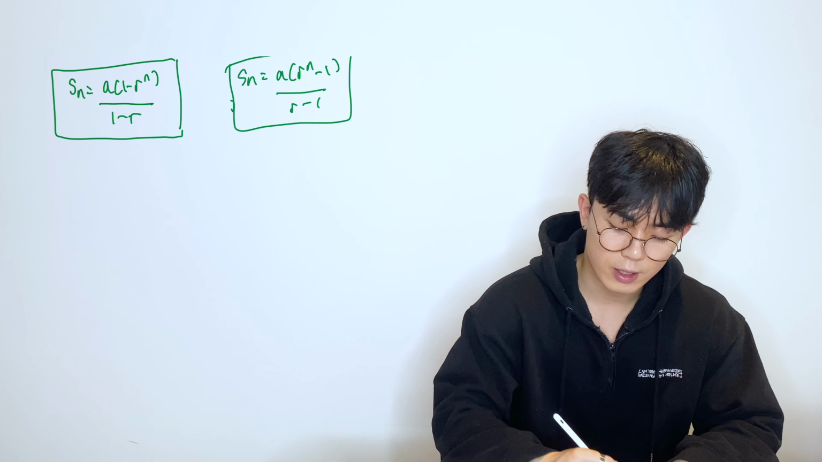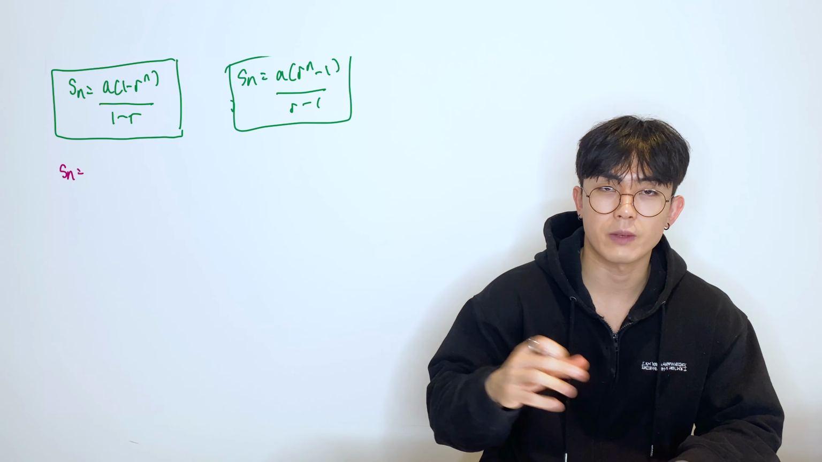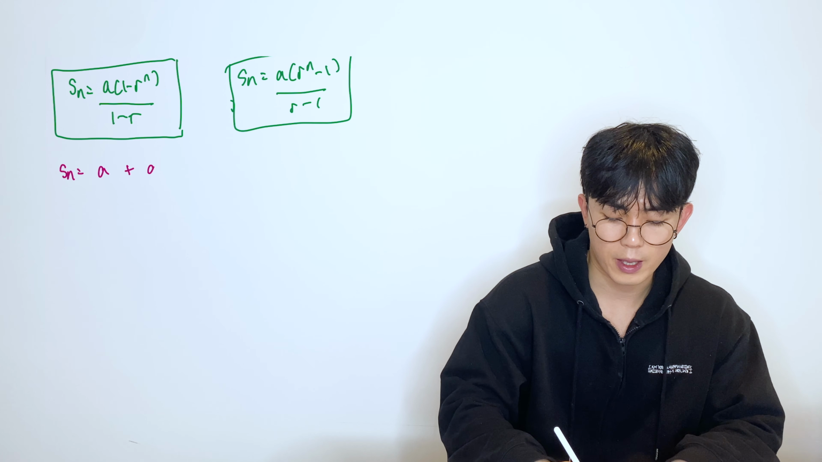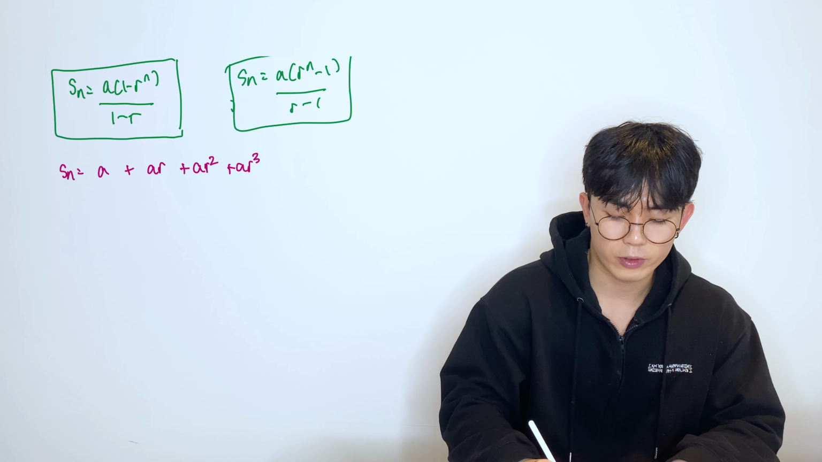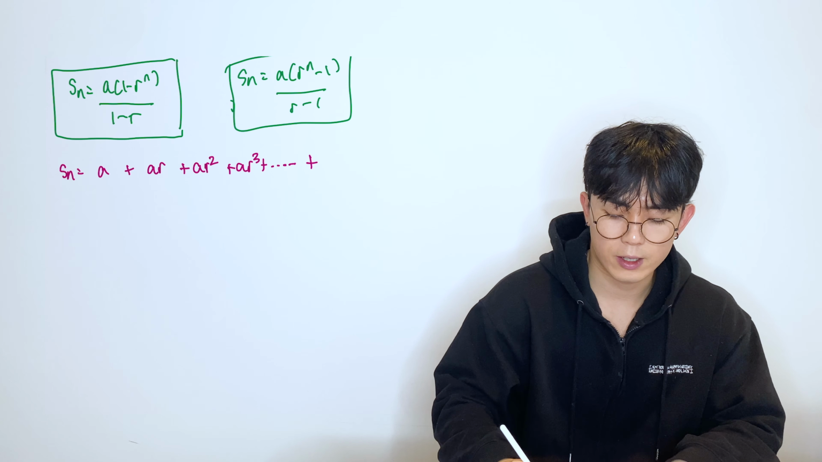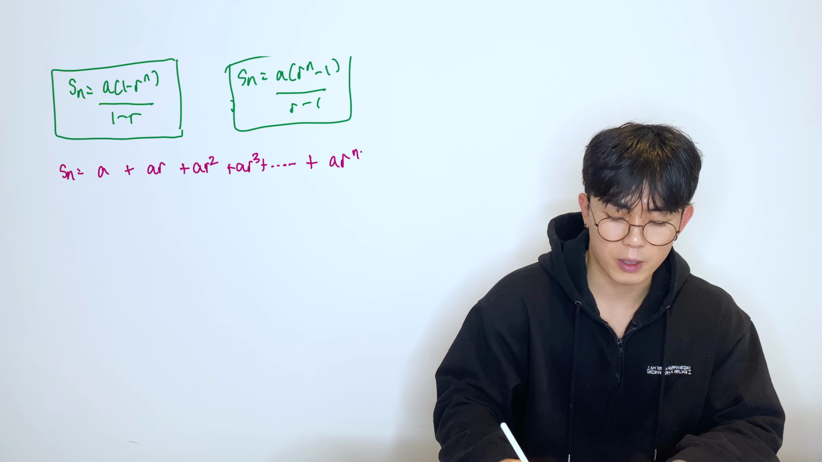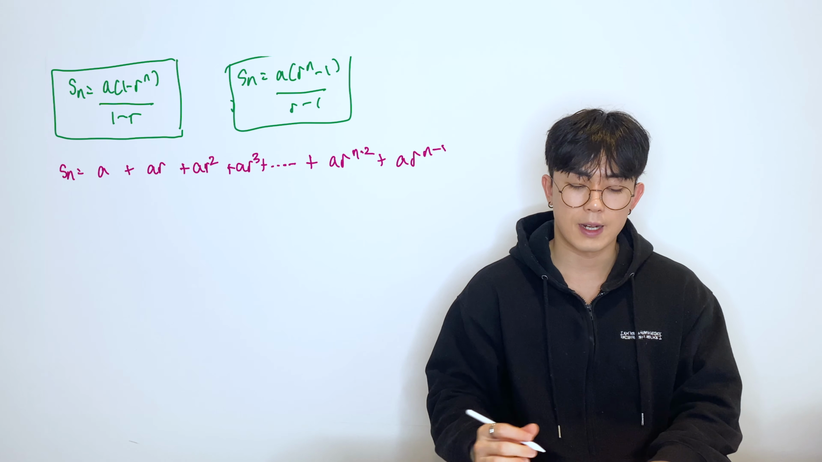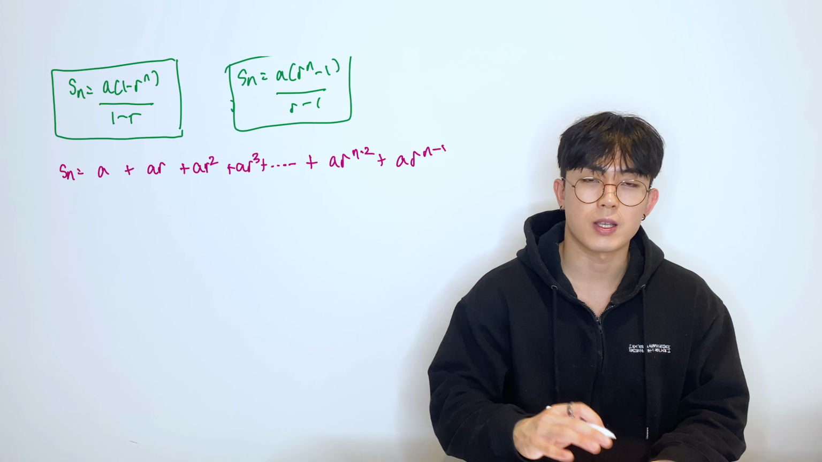So I'm going to rewrite the sum as each individual term added together. The first term will be a, the second term will be ar, the third term will be ar squared, ar to the power 3, and so on. The second to last one will be ar to the n minus 2, and the last term will be ar to the n minus 1.